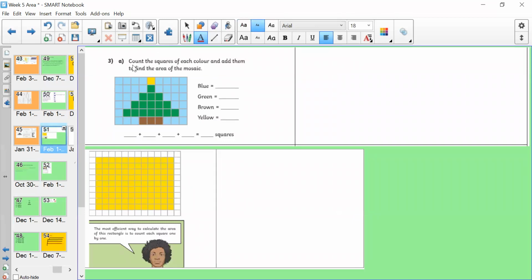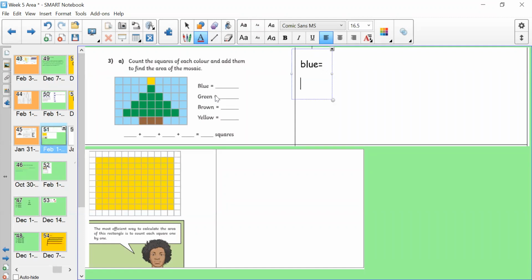this is your next question. Count the squares of each color and add them to find the area of the mosaic. So we've got a picture of a Christmas tree. So on this side on Microsoft Teams, you can rewrite this. You'll have to count the area of the blue, which is the outside of this shape, or of the Christmas tree. It's still in the shape. So you have to count and you can type blue equals, and your answer.